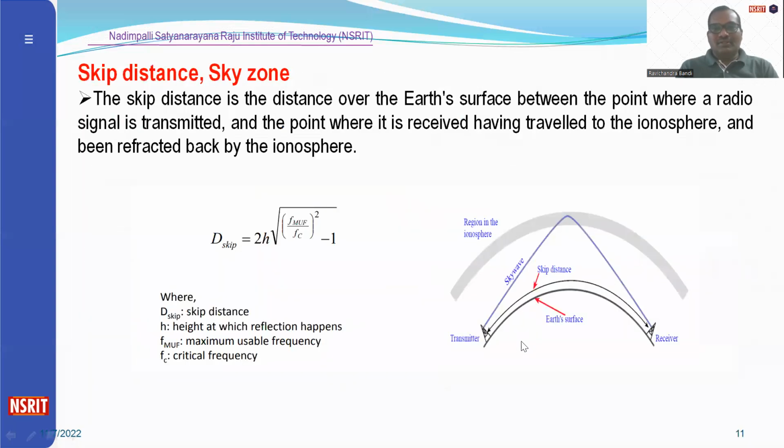So skip distance means the path from the transmitter to the ionosphere and from the ionosphere to the receiver. The first wave that will reach the region of the receiver, that distance is known as the skip distance.